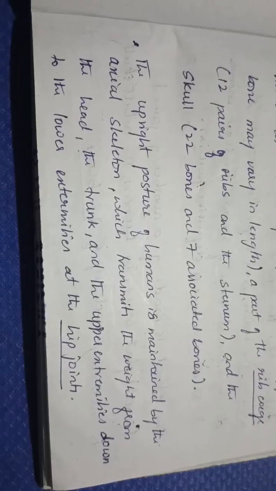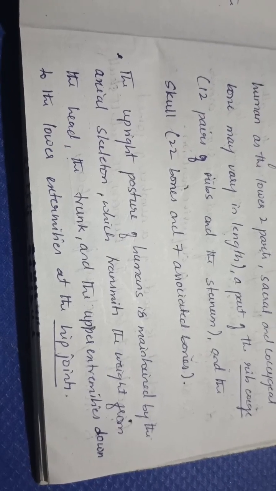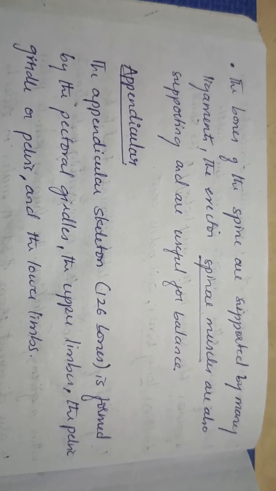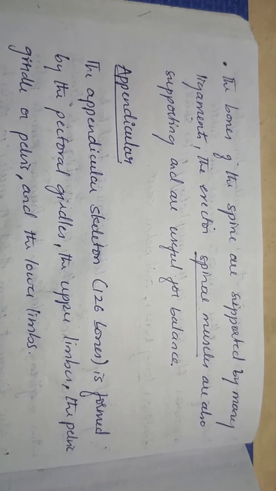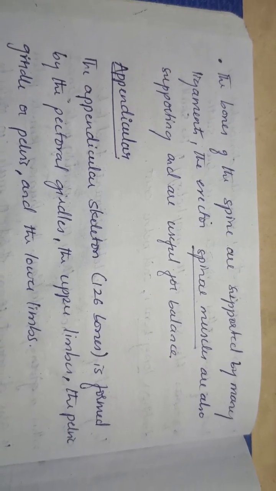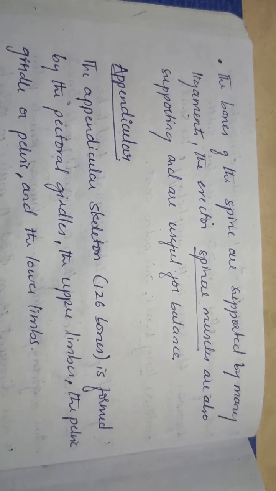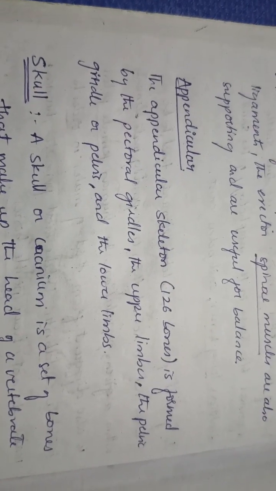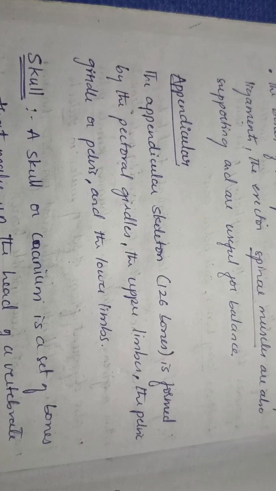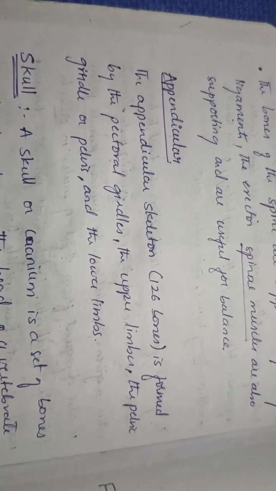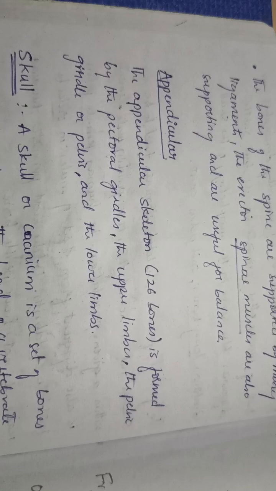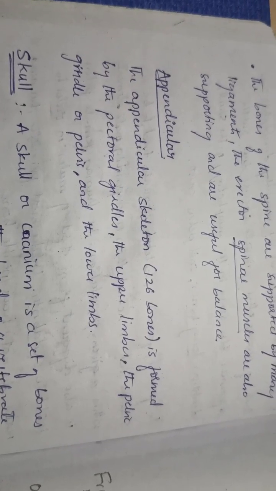The upright posture of humans is maintained by the axial skeleton, which transmits the weight from the head, the trunk, and the upper extremities down to the lower extremities at the hip joint. The bones of the spine are supported by many ligaments, and the erector spinae muscles are also supporting and useful for balance. Appendicular skeleton. The appendicular skeleton consists of 126 bones and is formed by the pectoral girdles, the upper limbs, the pelvic girdle or pelvis, and the lower limbs.